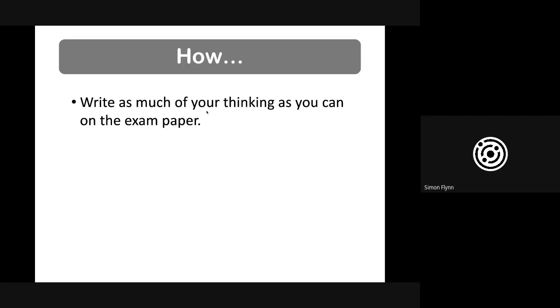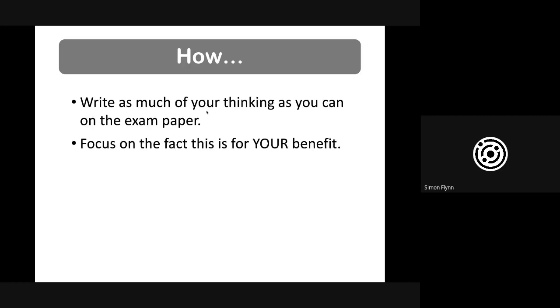Instead of burdening your working memory with all of the information it needs to hold on to in order to answer the question, my idea is that you reduce that load by placing as much of your thinking as you can on the page, on the exam paper. That's the fundamental point about writing on the exam paper. You're unburdening. You're not having to keep it in your head. It's now there in front of you to be used whenever you want to use it.